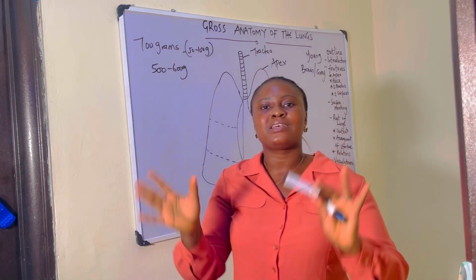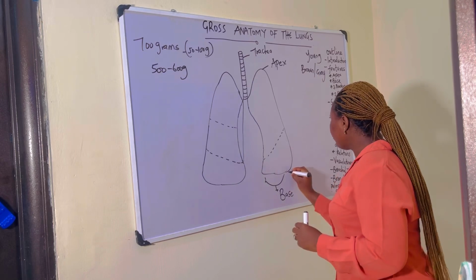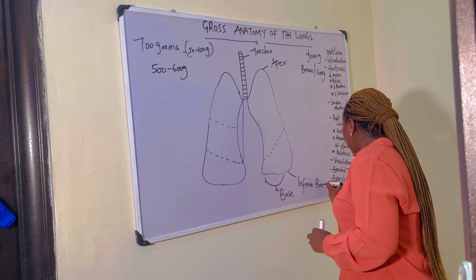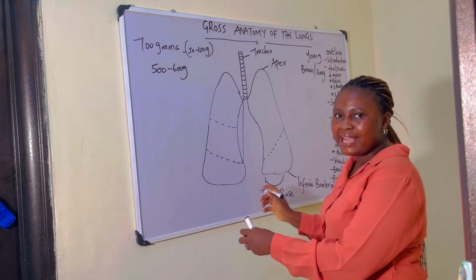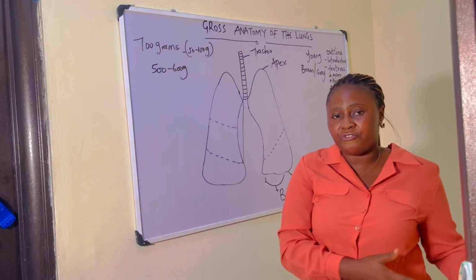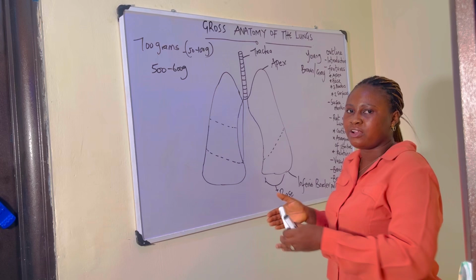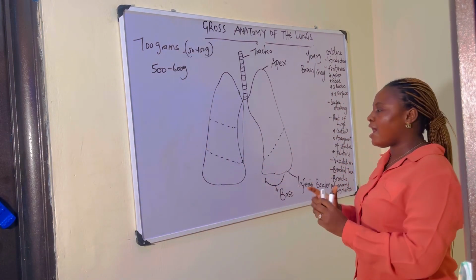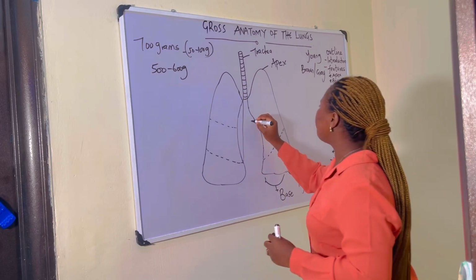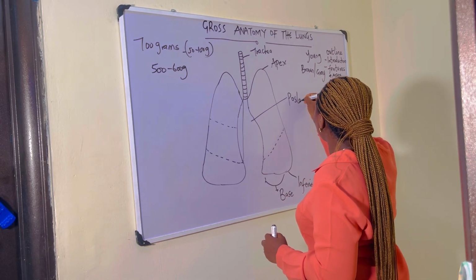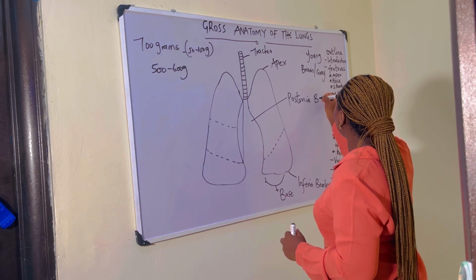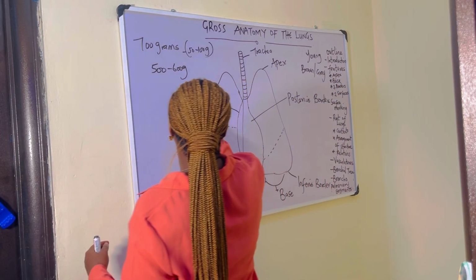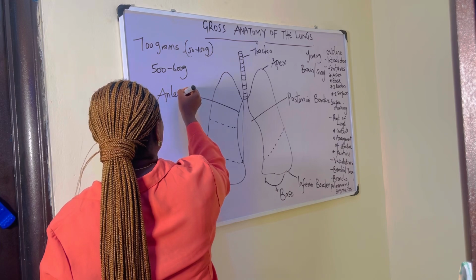Now the lungs have three borders. It has the inferior border. The major work of this inferior border is to separate the base of the lungs from the surfaces. That is, it separates the base of the lung from the costal surface and from the medial surface. The next one we have is the posterior border. This is the posterior border, and finally we have the anterior border. This is the anterior border.